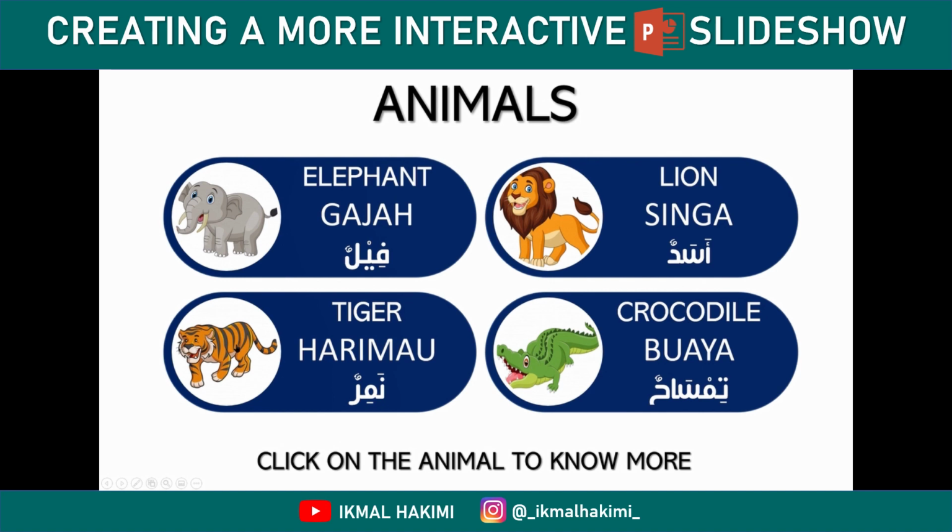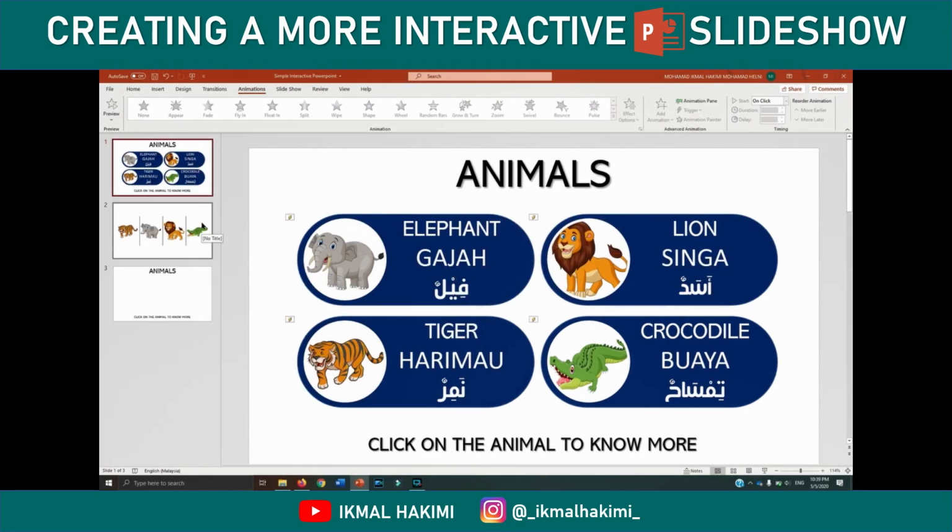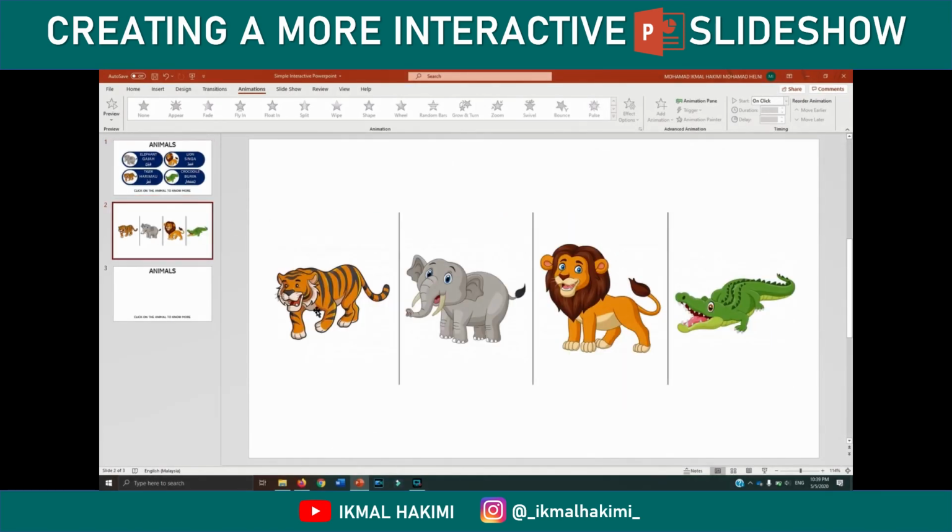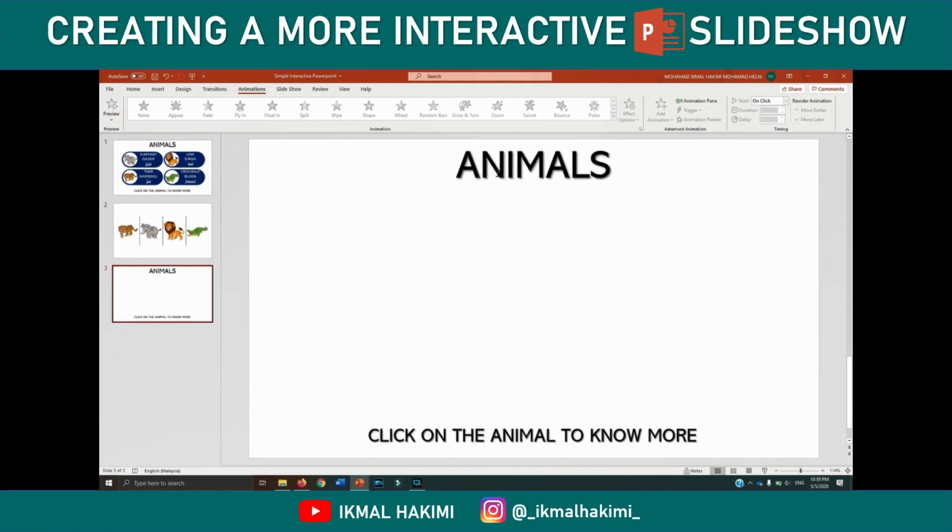So the question is how to create this kind of animation. Here we are going to learn how to create it. What we have here are 4 pictures of the animals: the tiger, the elephant, the lion, and also the crocodile. I've also added the instruction here to create these words. Just simply use insert text, and type in whatever you are going to type.